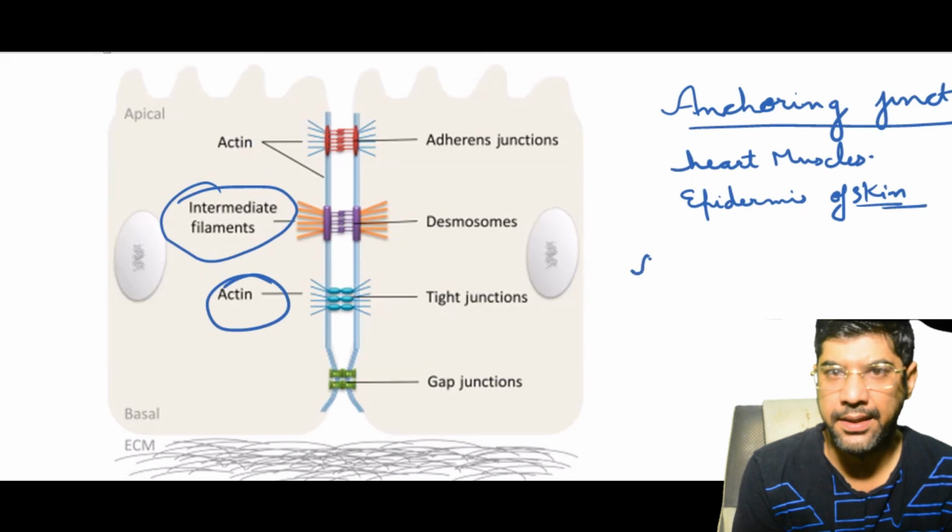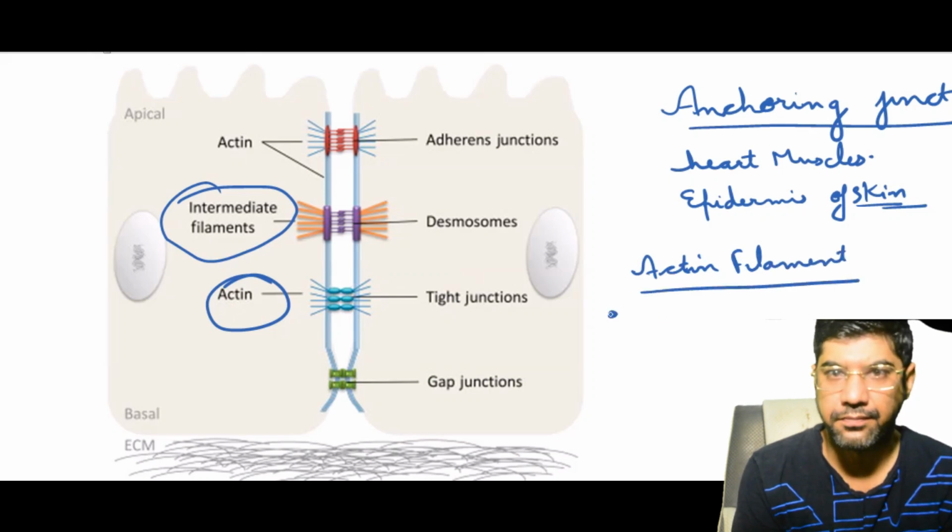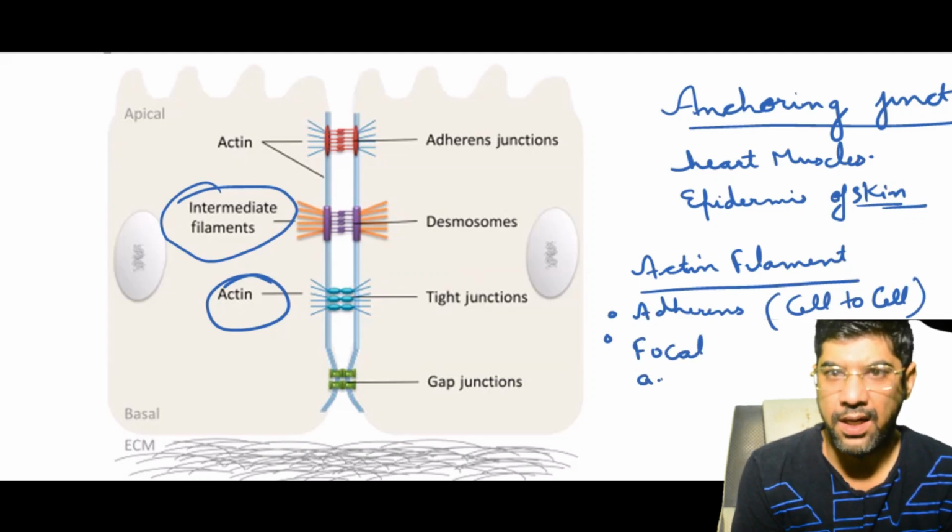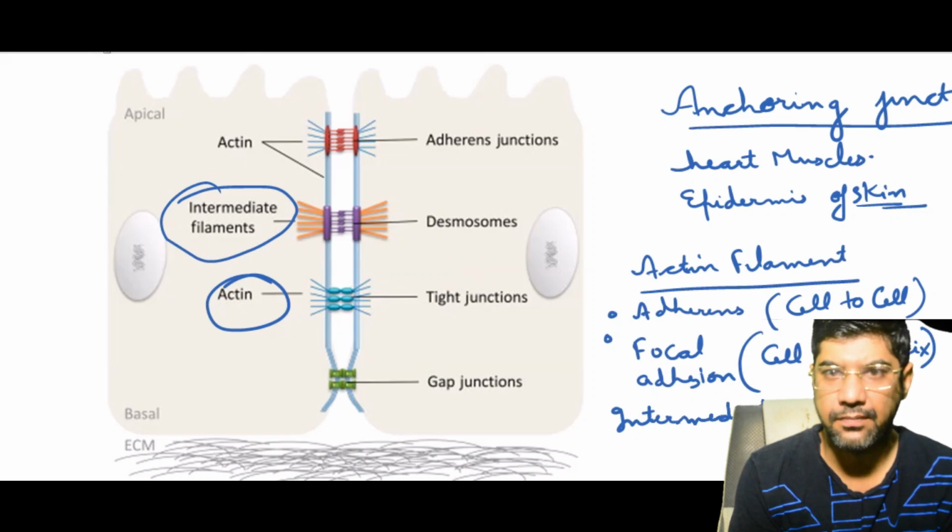Anchoring junctions can connect either to actin filaments or to intermediate filaments inside the cell, and we classify them into 4 types. Actin filament attachment examples are the adherent junction that connects cell to cell, or focal adhesion that connects cell to the matrix. The other is the intermediate filament attachment, that connects the desmosomes that connect cell to cell, and hemidesmosomes that connect the cell to the matrix.